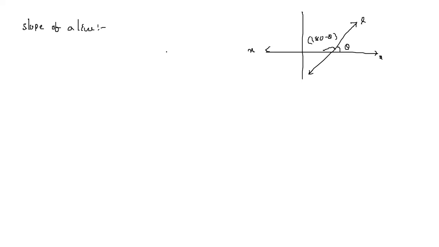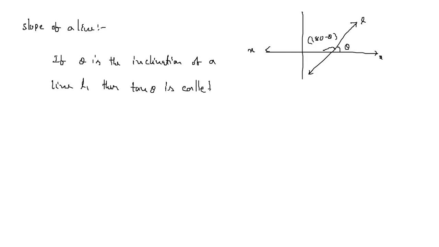One kind of definition is: if theta is the inclination of a line L, then tan theta is called the slope or gradient. It is very much important. Gradient, slope or gradient of the line.